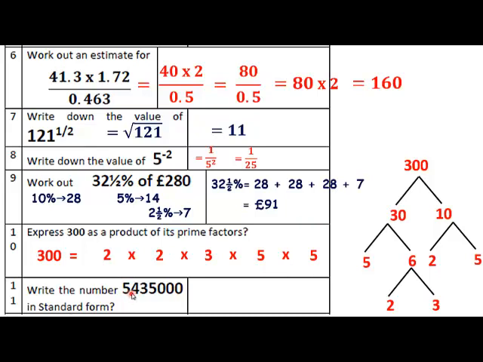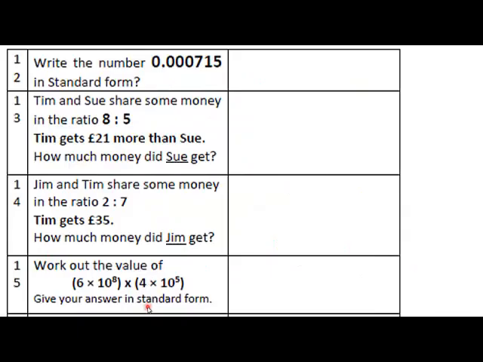Question 11. The decimal point is going to go here when I write it in standard form. It's going to go between the 5 and the 4. So I'm going to rewrite this as 5.435 times 10 to, the decimal point is over here, and I'm going to go 1, 2, 3, 4, 5, 6. So that's going to be 10 to the power of 6. Okay, you need to be comfortable with this.